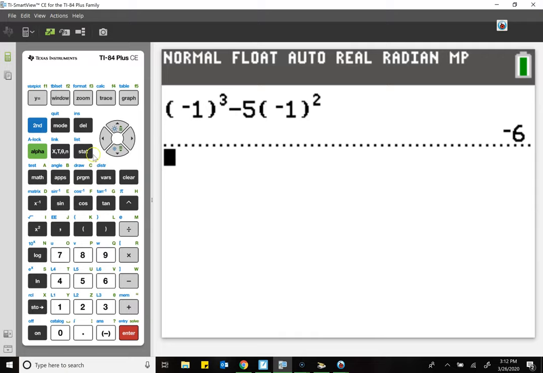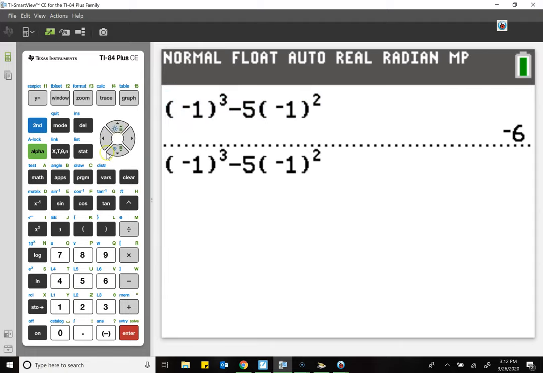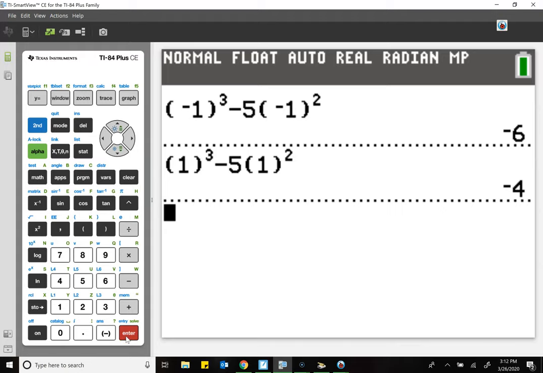Okay? So all I'm going to do is go back up there and grab that. Bring it on down. And I'm going to put in a positive 1 this time. So I'm just going to delete out the negatives. And there's our answer. So we found that the positive 1 also produces a negative answer.